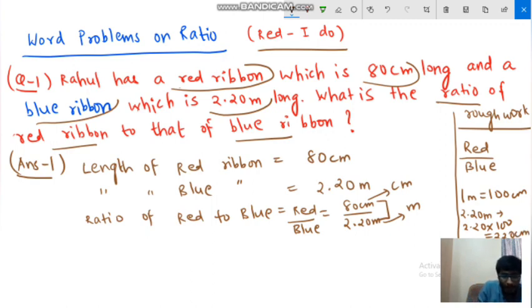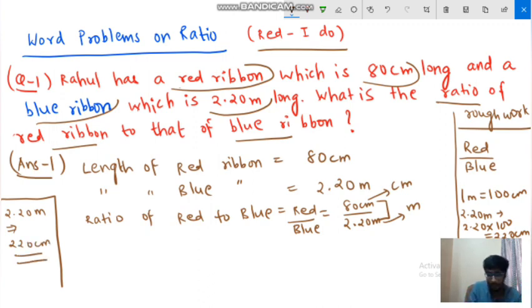So I'm writing it down here, if you are not able to see: 2.20 meter will be equal to 220 centimeter, because 1 meter is equal to 100 centimeter. Now I can solve it. In the numerator it will be 80 and in the denominator it will be 220. I have made the unit same. Both are now centimeter.